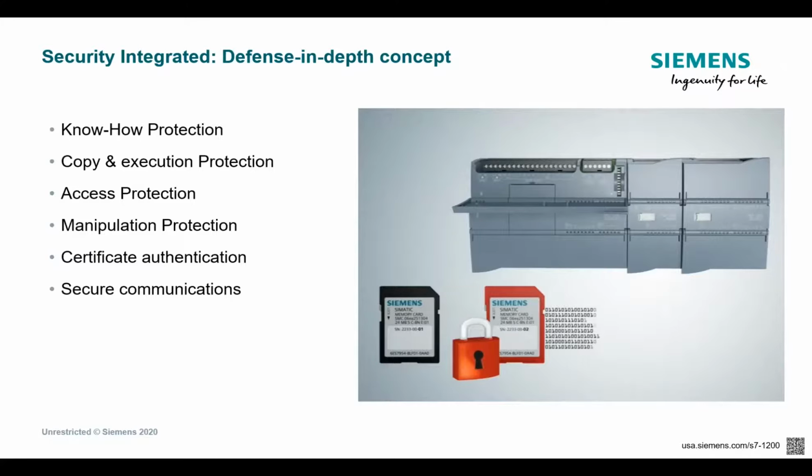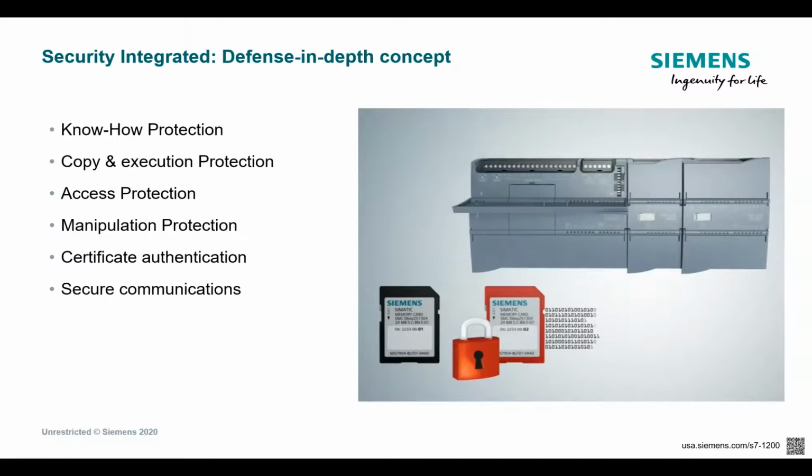With copy and execution protection, you can keep your customer from copying the program off of the SD card of the processor, and then say put that SD card into a different processor. So let's say they wanted to copy your machine, build a whole machine exactly the same as yours, take the SD card out, copy it, put it in. It wouldn't run because of copy and execution protection.